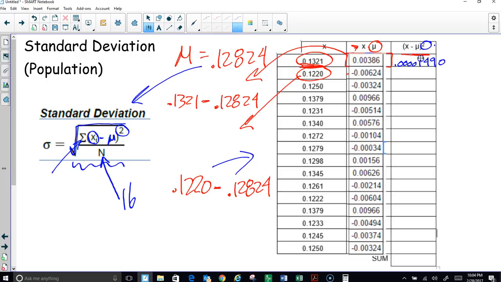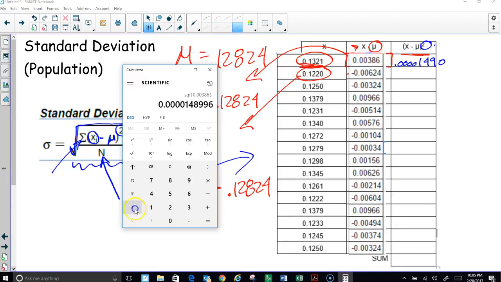1490. Generally, you're going to try to avoid rounding for as long as you can. I have limited space, so if I was you, I might try to write out more decimal places. What you're going to do is the same thing. Again, you're going to square these numbers. Notice that when I take 0.00624, which is negative, there's a way to make this come out negative. Hold on, I got this.